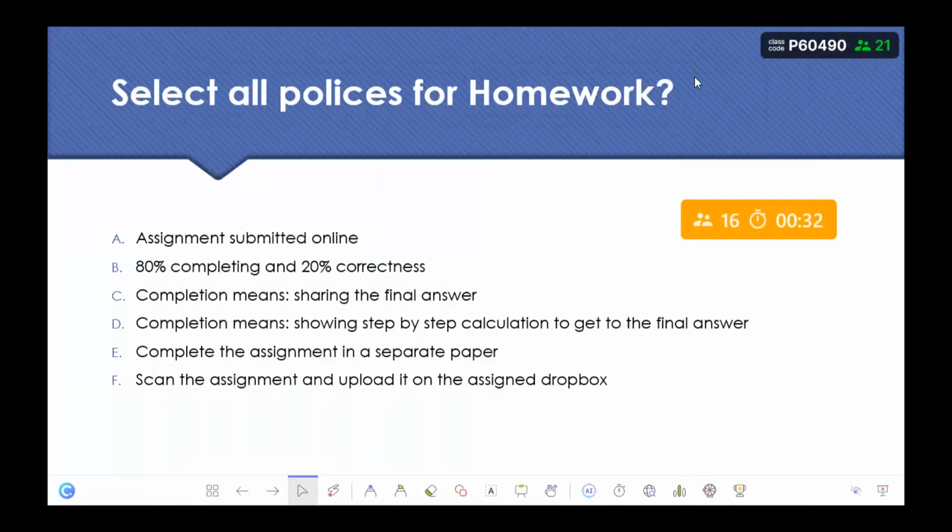Assignment submitted online: 80% completion and 20% correctness. Completion means sharing the final answer. Completion means showing a step-by-step calculation to get the final answer. Complete the assignment in a separate paper, scan the assignment, and upload it in the assigned Dropbox.